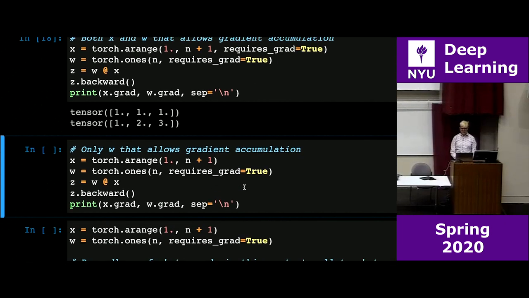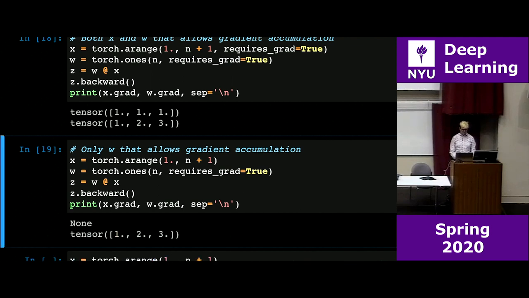Usually I just have required gradients for my parameters, because I'm going to be using the gradients for updating the parameters of the model later on. And so in this case, you get none.